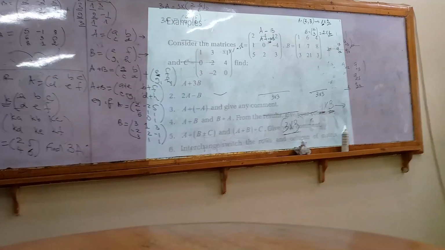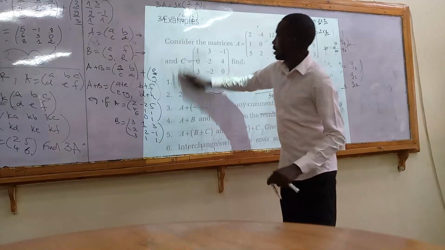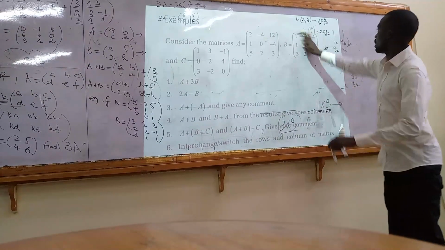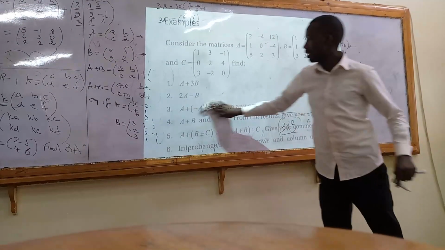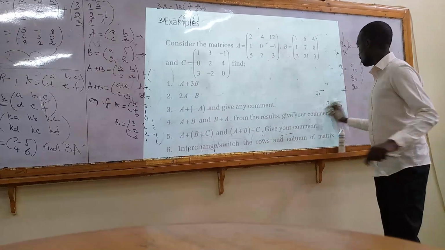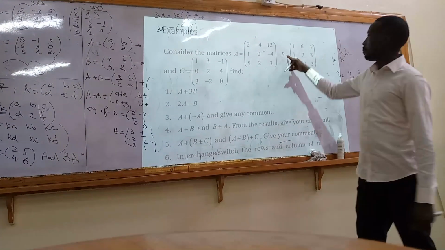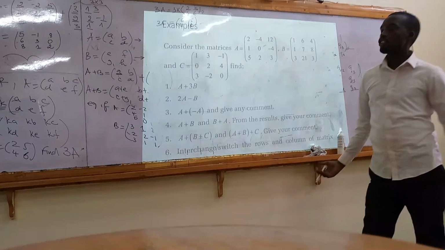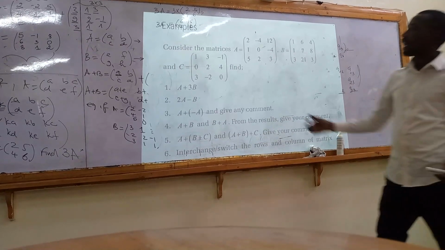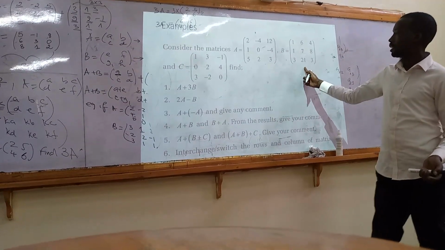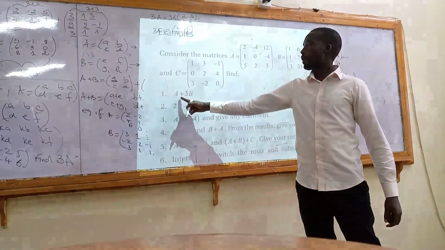Another example is this one. They are telling us to consider the matrices A, B, and C. First of all, you check, are they in the same order? Are they 3 by 3 matrices? Is A a 3 by 3? Is B a 3 by 3? C is 3 by 3. Are they in the same order? If yes, you can take A plus 3B.